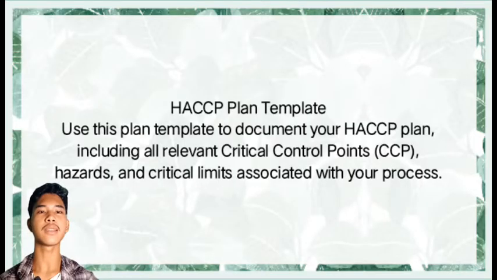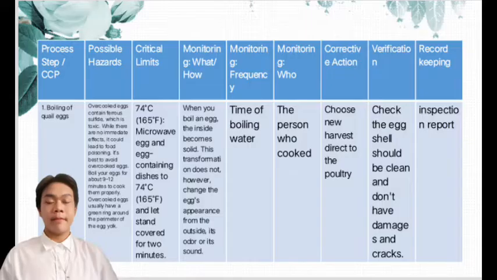HACCP plan template. Use this template to document your HACCP plan, including all relevant critical control points or CCP, hazards and critical limits associated with your process. Process step or CCP number 1: boiling of quail eggs. Possible hazards.